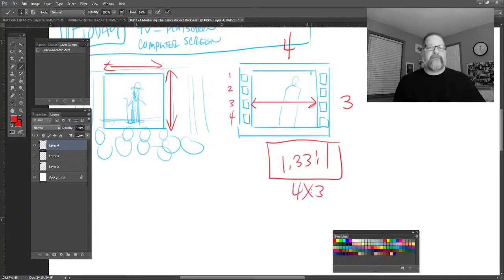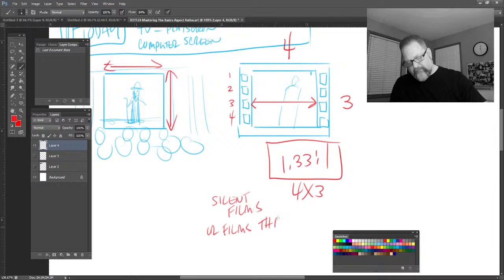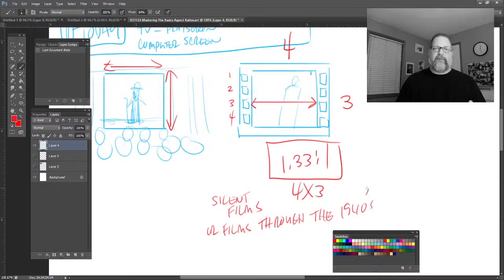And that's how most silent films, early films that were coming out, so this would be silent, or films through the 1940s, okay? So you're sitting there watching James Cagney, you're watching Bogart, those type of films. You see that old Casablanca, you're seeing that boxy image, that 4-to-3 ratio.